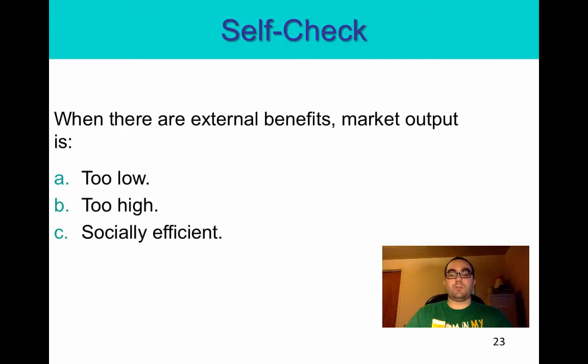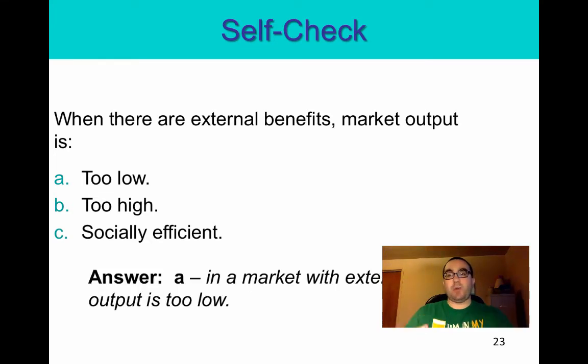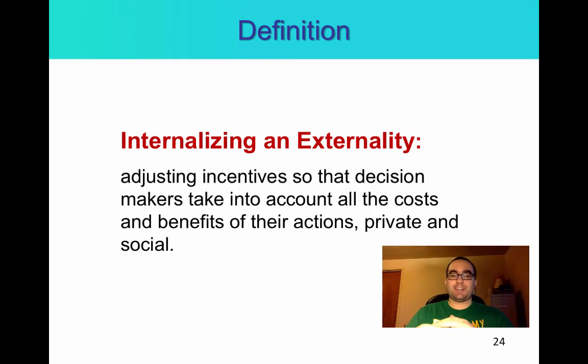So when there's an external benefit, market output is usually too low, because there's not enough people knowing they should use it. They don't see the external value that is being placed, and it's not internalized. So internalizing an externality. This is what I've been talking about with the flu shot, the vaccines, that kind of stuff. It's when you adjust incentives so that decision makers take into account all of the costs and benefits for their actions, private and social. So basically, you're giving them a price signal to tell them, hey, it's going to cost you this, or it's going to cost you even more than this because you're hurting the society bit of it.